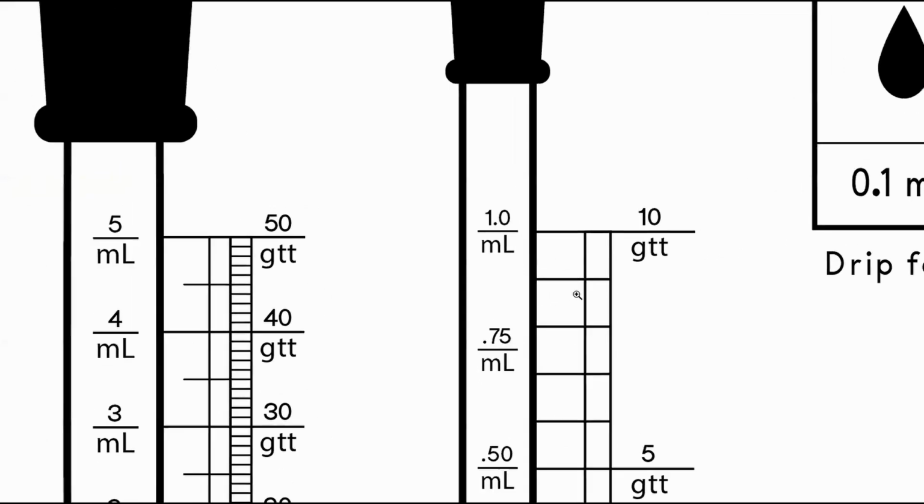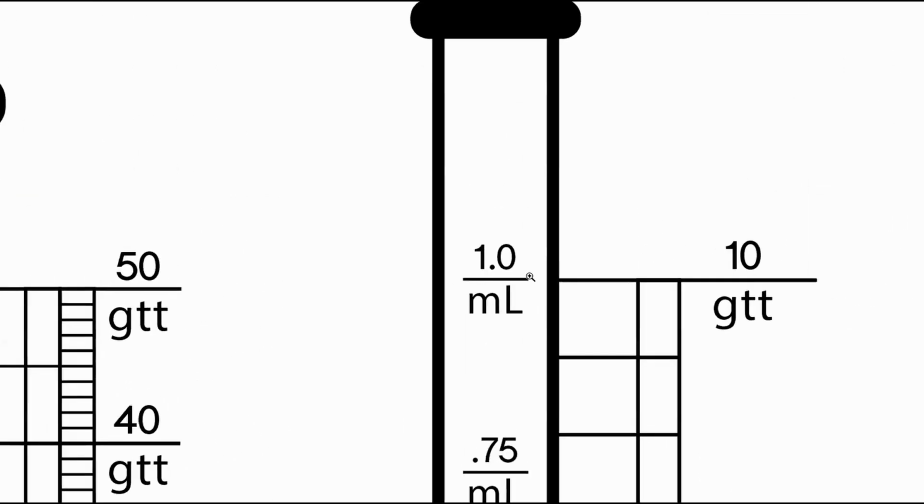Here we have 1 milliliter. mL is an abbreviation for milliliter. Now, what is a milliliter? A milliliter is 1,000th of a liter. Milli in Roman times meant 1,000 paces, and that's where we get our word mile from.